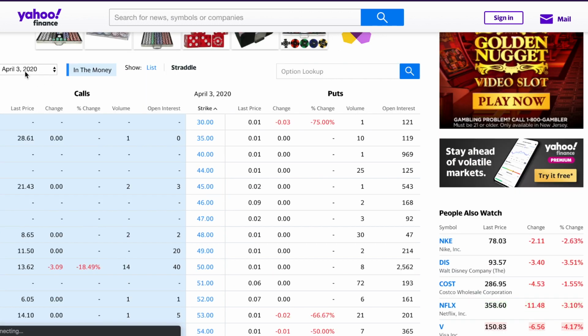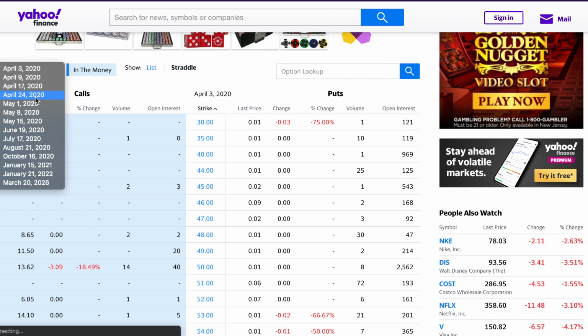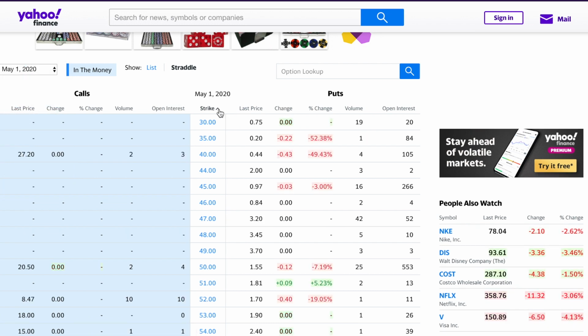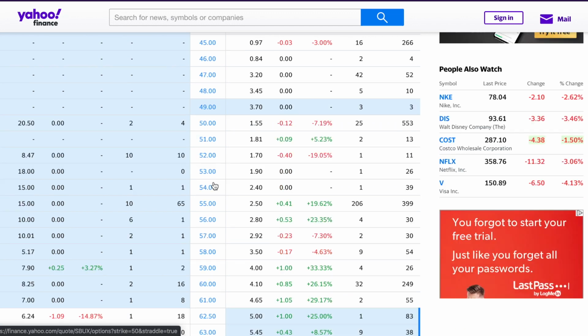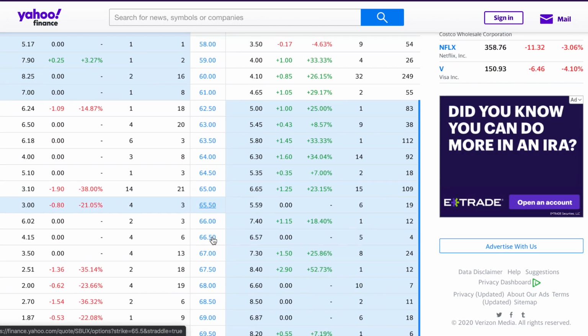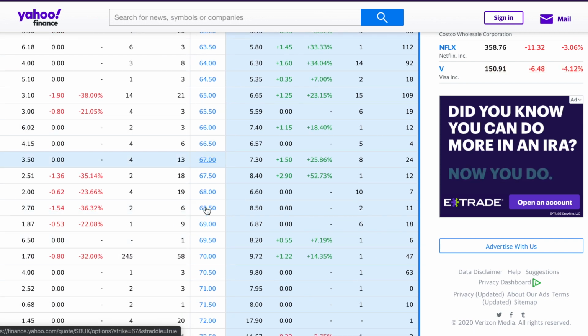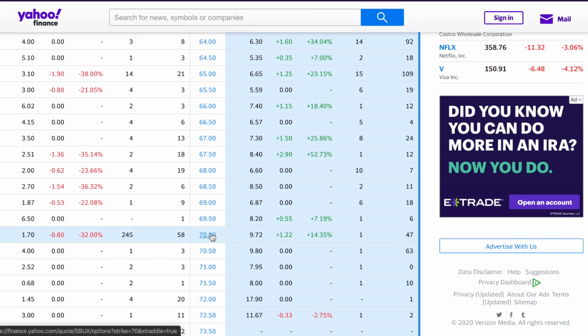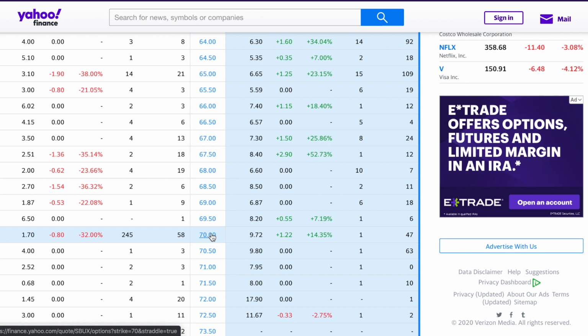So if we change the expiration date, let's say we'll go out to May 15th. So that's more than a month out. Actually, we'll go to May 1st. That's closer to approximately a month out because it's April 3rd. So if we go to that same options contract, the 70 strike on Starbucks, these are the strike prices here in the middle. That means that we can buy 100 shares of Starbucks at 70 before the expiration date of May 1st.